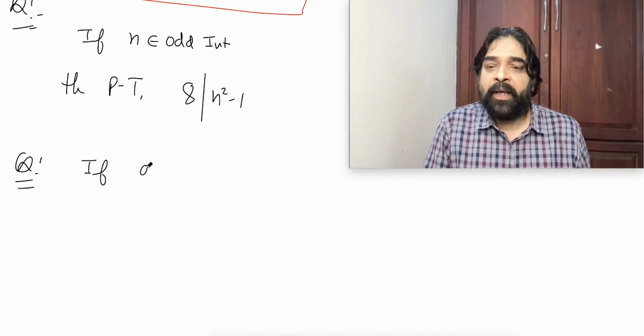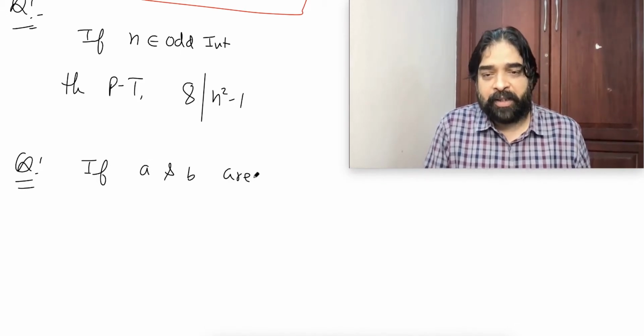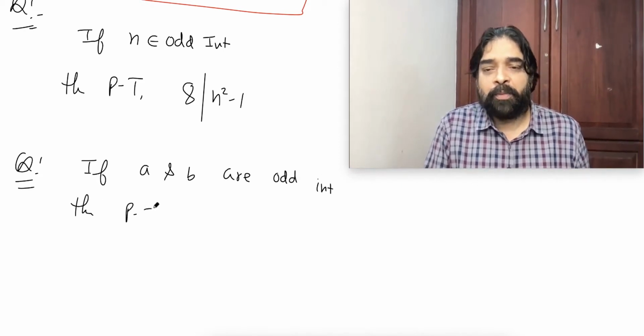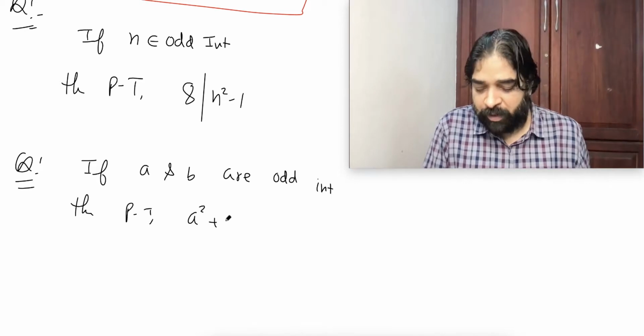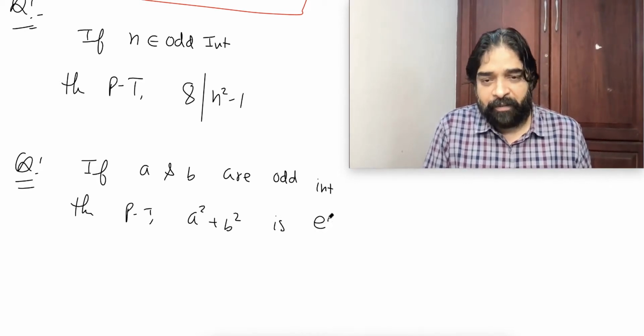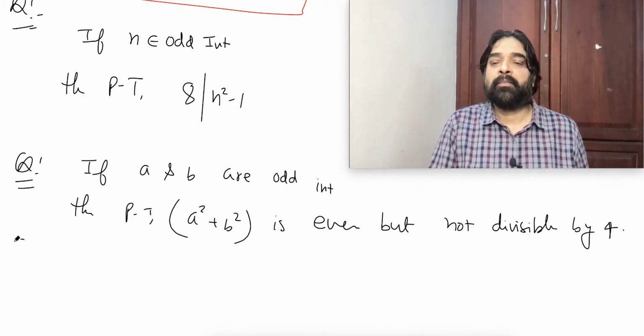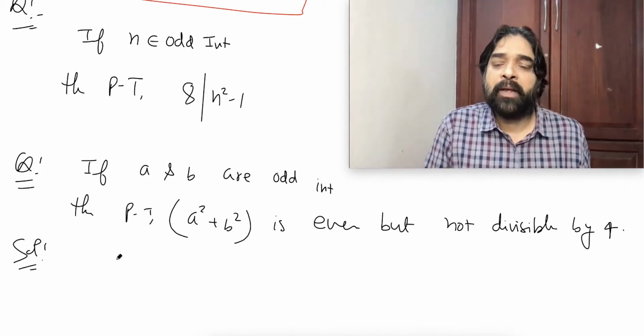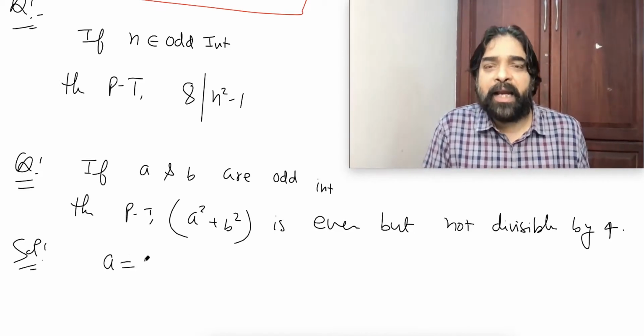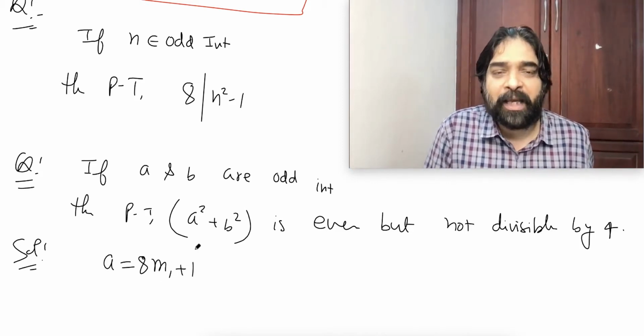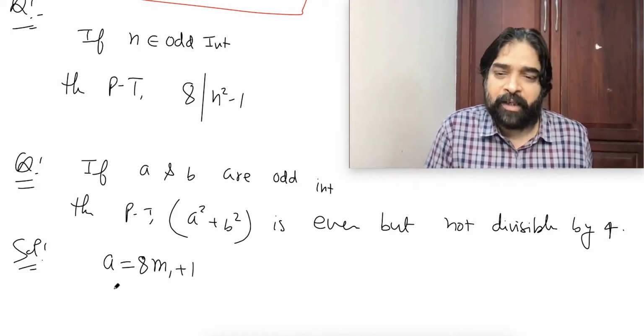If a and b are odd integers, then prove that a square plus b square is even but not divisible by 4. Very simple question. a is an odd integer, so a square I can write as 8 into some integer plus 1. I am writing 8m1 plus 1. You know why I didn't write m? Because b also we have to assume. So one I will take m1 and another I will take m2.